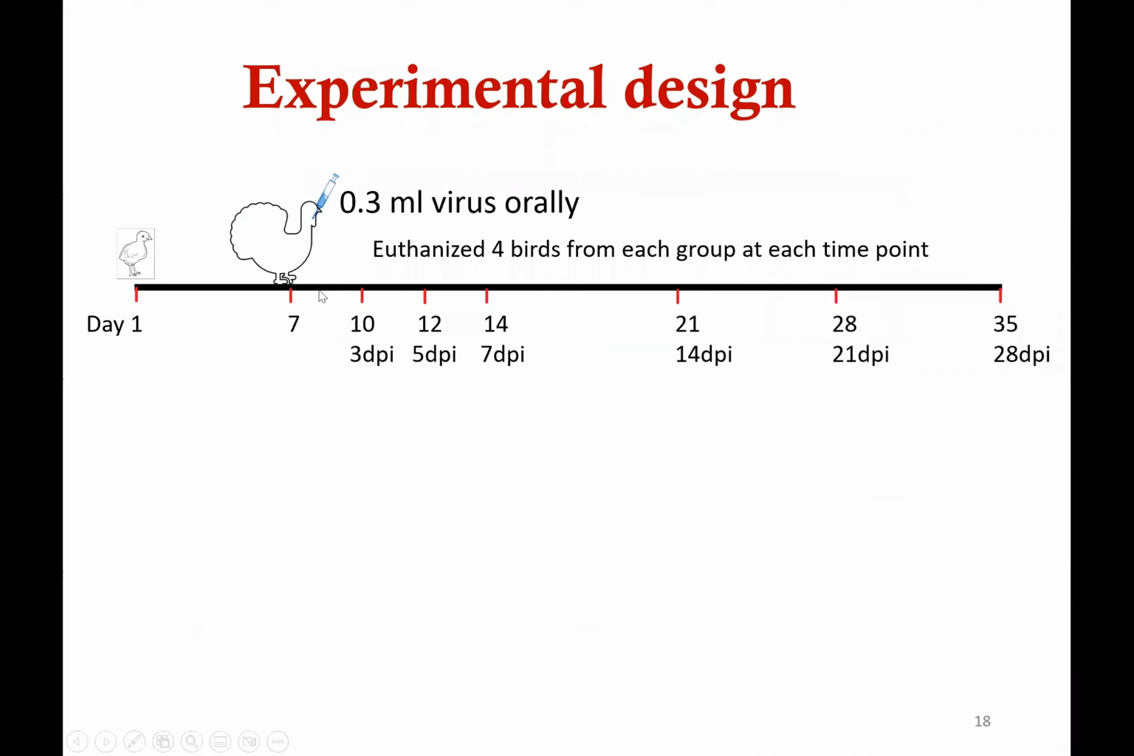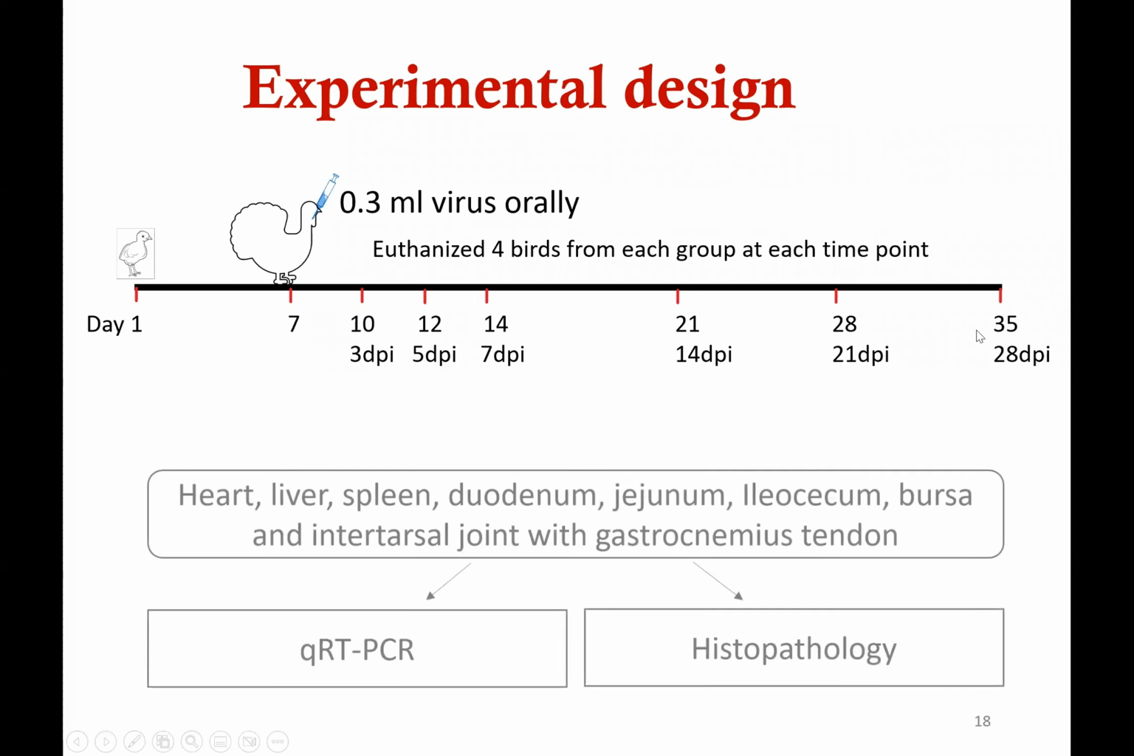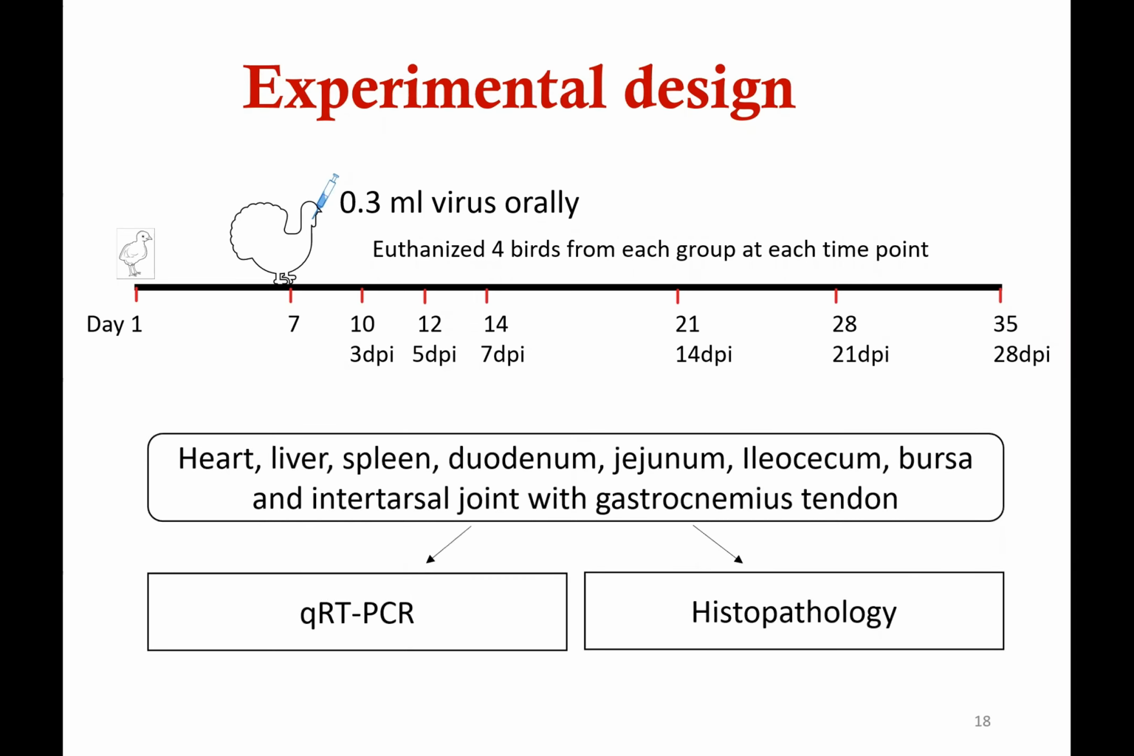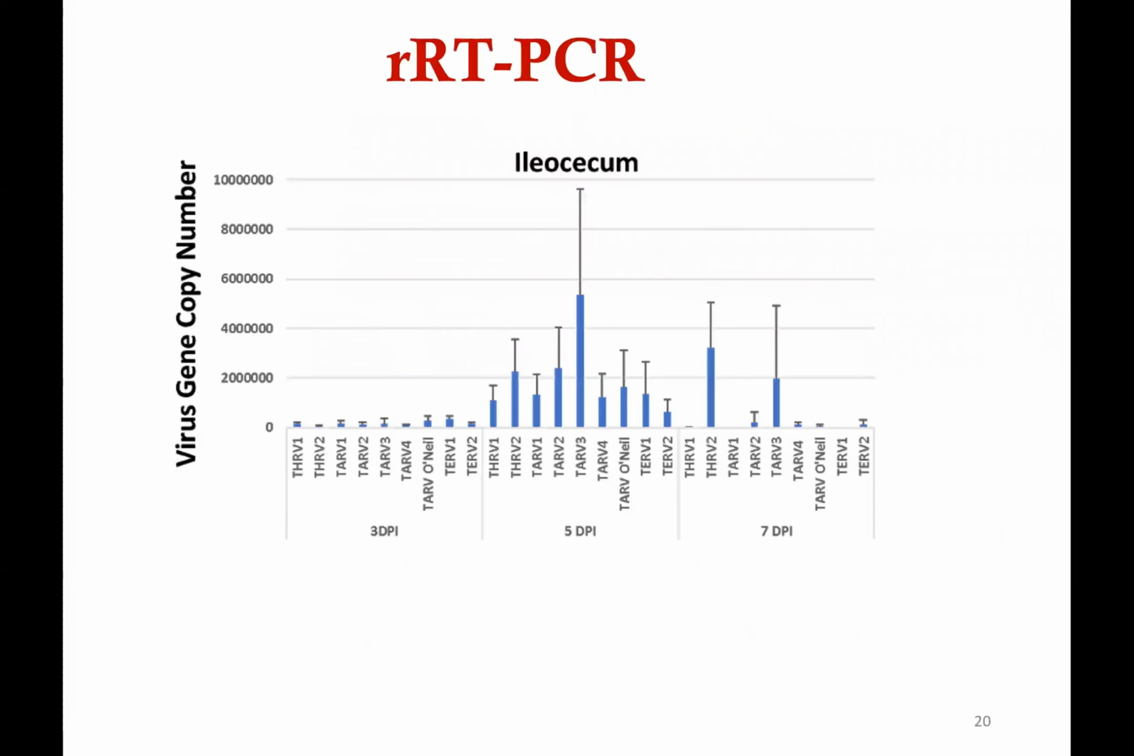So this is our experimental model where we inoculated the turkey poults at 7 days of age, 0.3 ml orally to follow the natural route of infection, and then kept them up to 35 days of age. We collected different tissue samples for real-time PCR and histopath. So all viruses replicate at 5 to 7 days in the intestine.